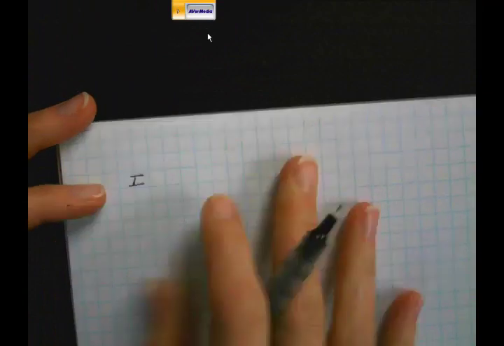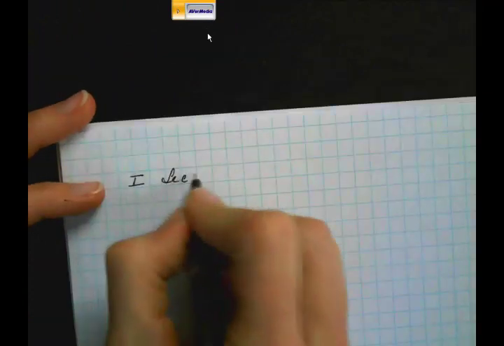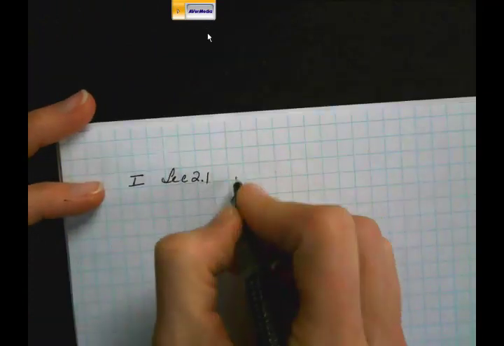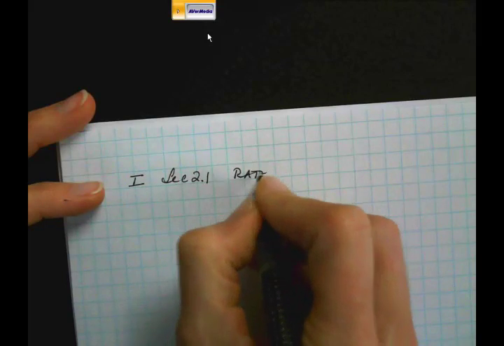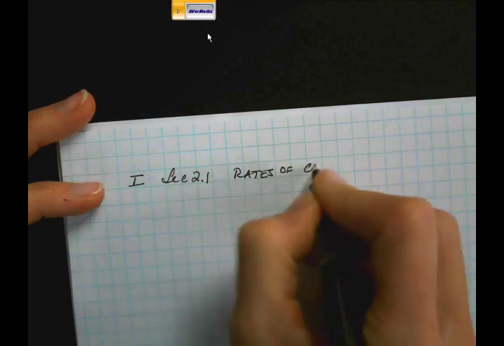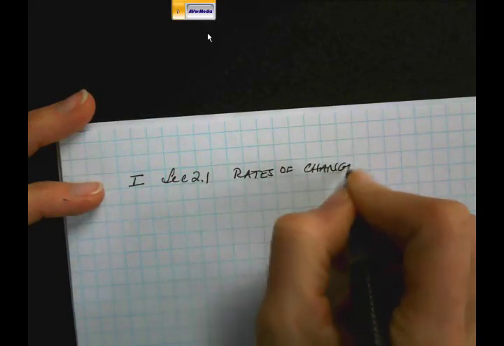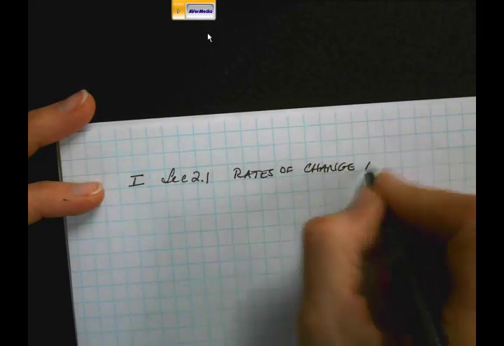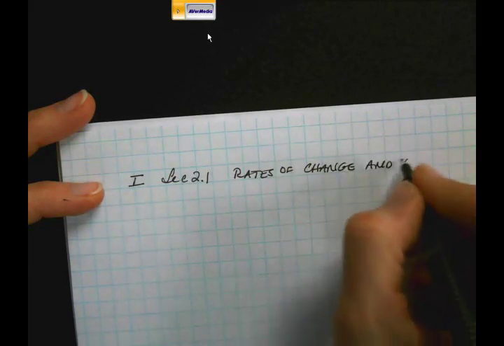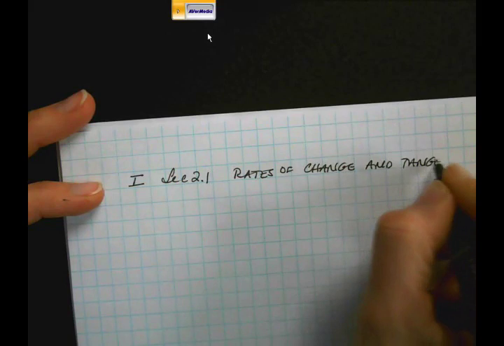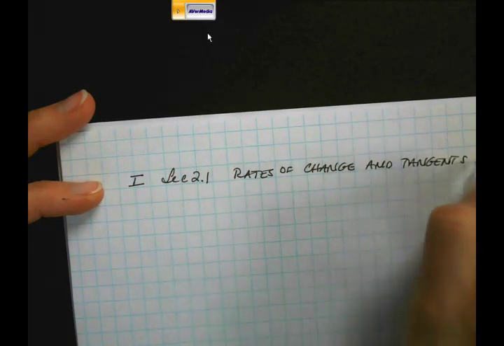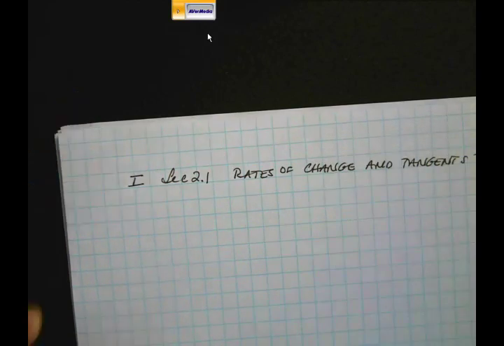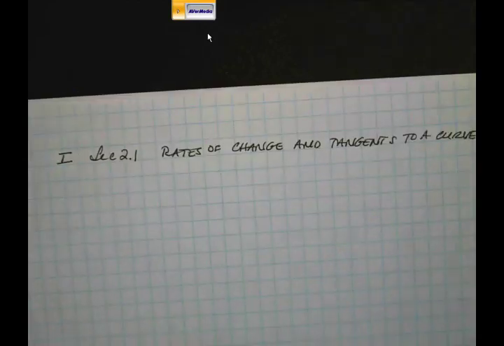So we're looking at section 2.1. It's the first information we're going to cover right out of this textbook. And we're talking about rates of change and tangents to a curve. And I am taking this title verbatim from the textbook.